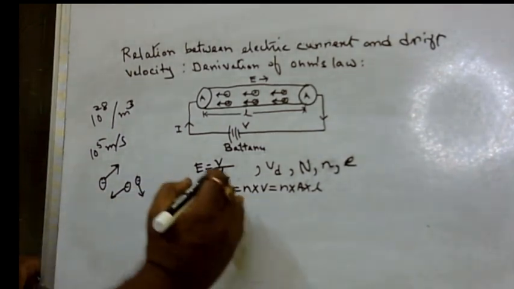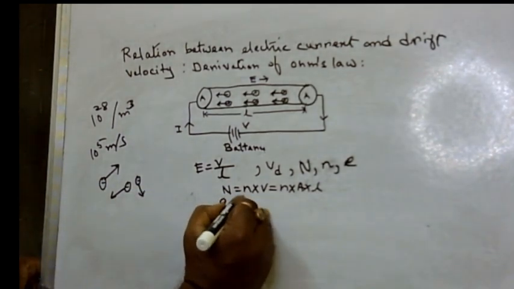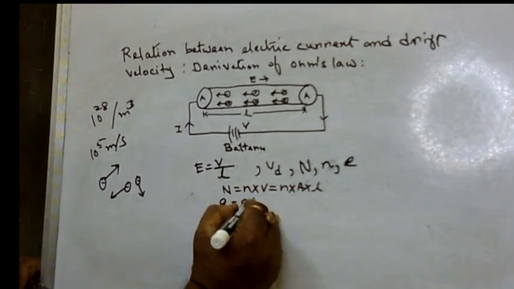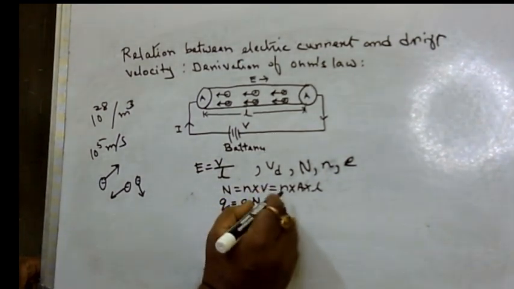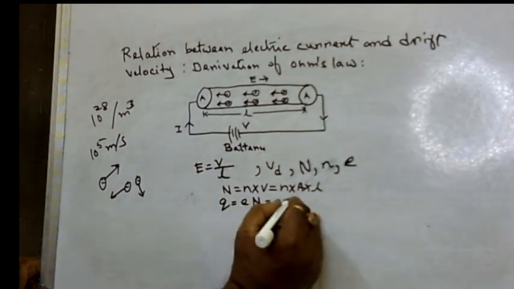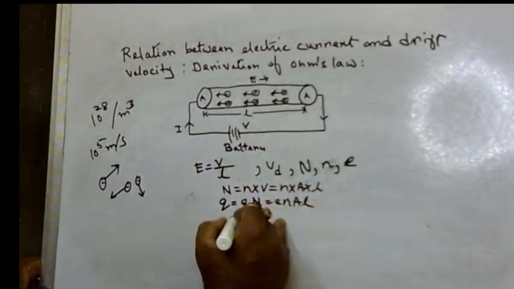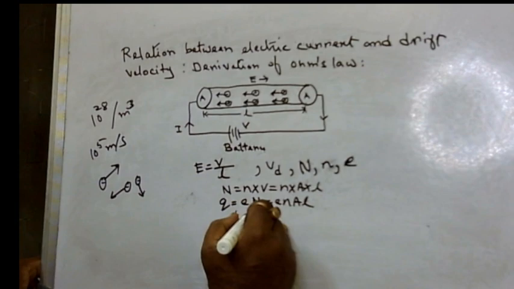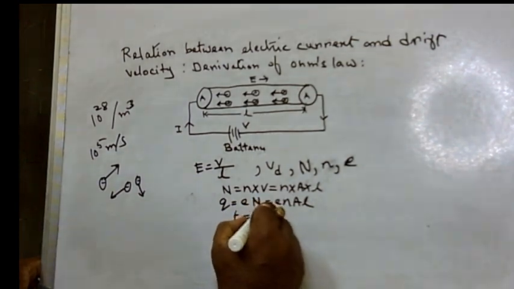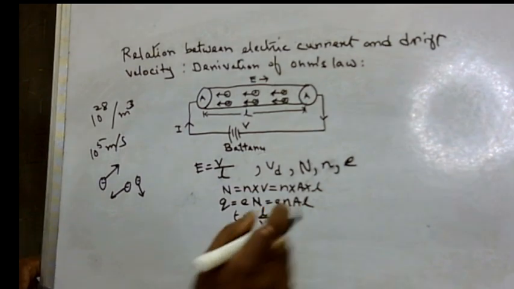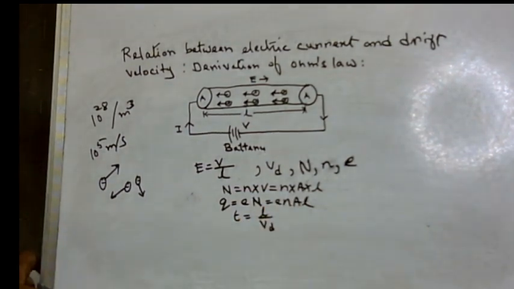Now let us take the total charge as Q. So Q is equal to the charge of an electron multiplied by capital N, the total number of electrons, which is equal to e N A L. All the electrons which enter the conductor at the right end will pass through the conductor at the left end within a time t equal to distance by velocity, that is L by Vd.